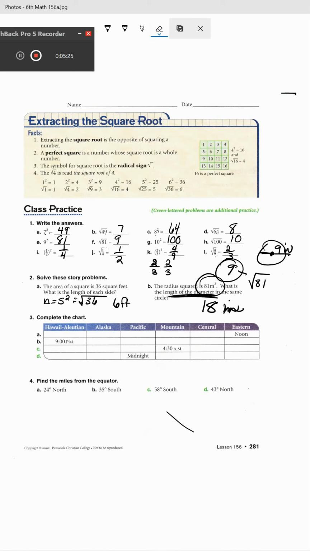All right, let's do time zones in number 3. Remember, we go back an hour this direction, forward an hour this direction. So starting at noon, where we live, Chicago would be 11. Where my daughter lives would be 10. California would be 9. Alaska would be 8. And Hawaii would be 7.